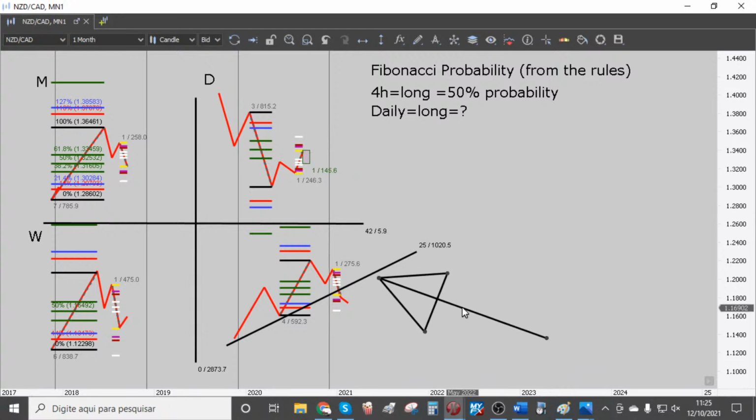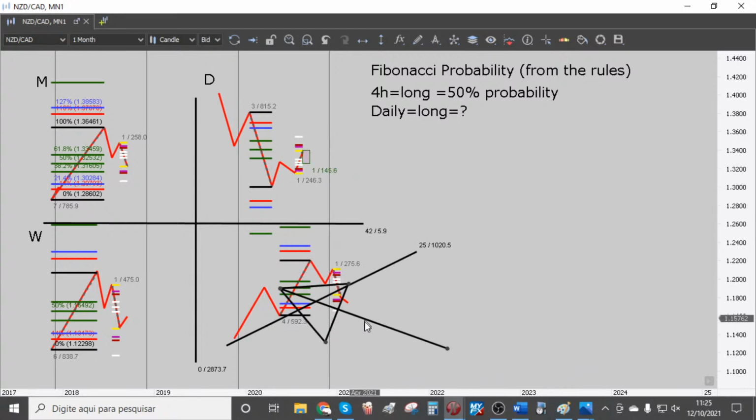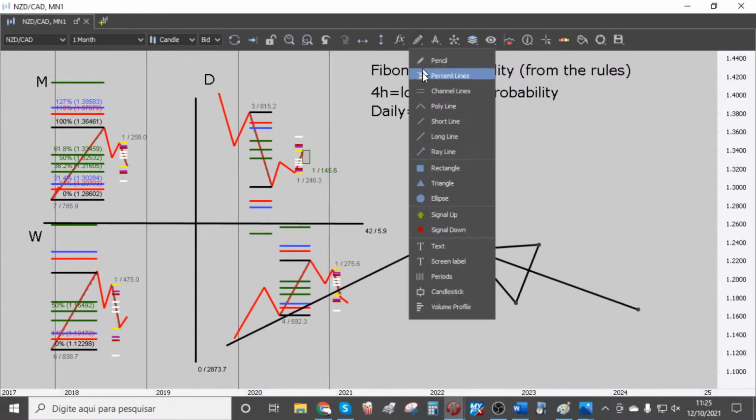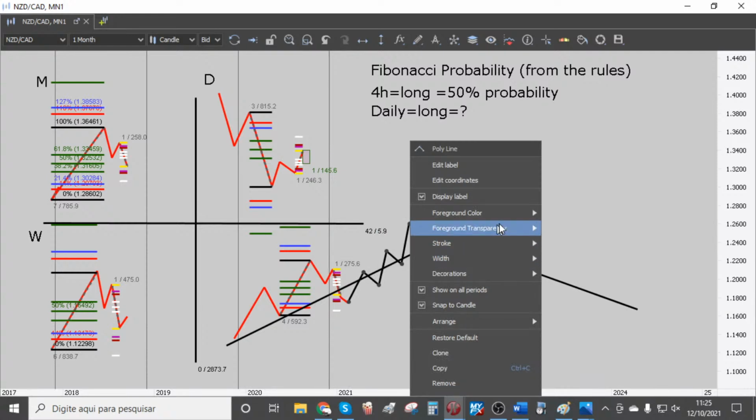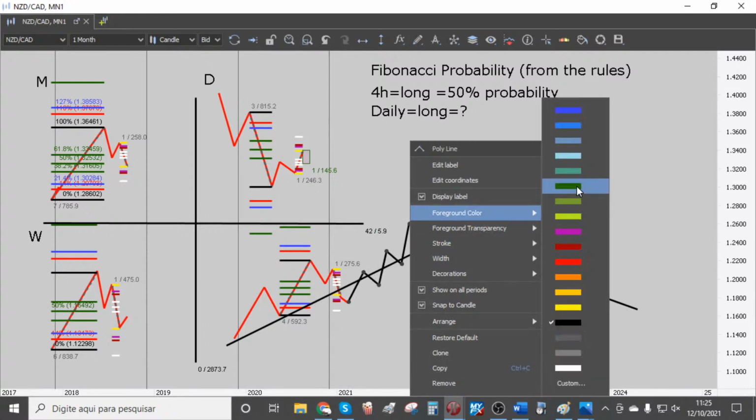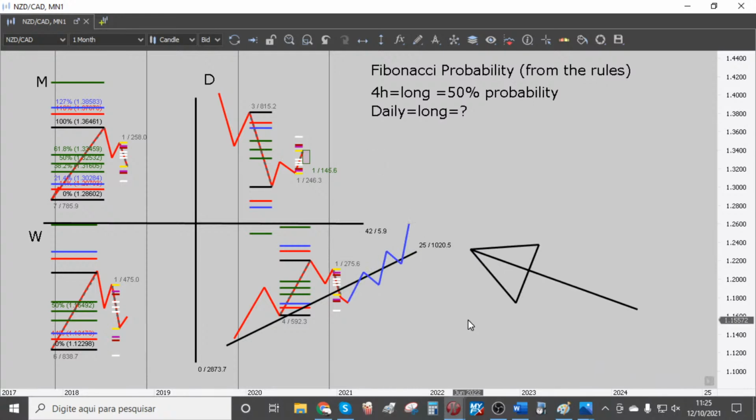Now remember, you are trading the 4-hour chart, and this is the Fibonacci, and you are expecting the market to do something like this, agreed? On the 4-hour chart. Let's color code it in blue. There you go. Right?